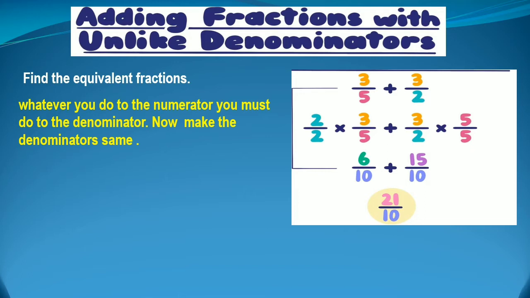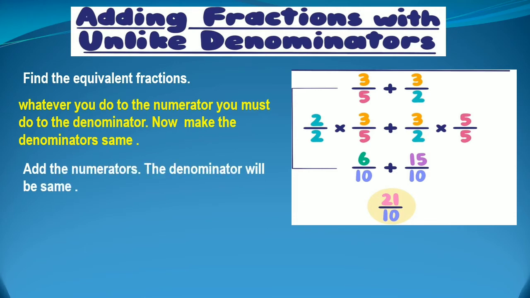In the first fraction I have multiplied the numerator and denominator by 2, and in the second fraction I have multiplied the numerator and denominator by 5. Got it? So equivalent fractions are 6 by 10 and 15 by 10. Now these are like fractions. So add the numerators, the denominator will be the same. 6 plus 15 will be 21. So I will get 21 upon 10.